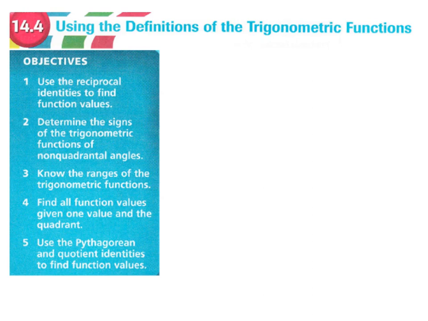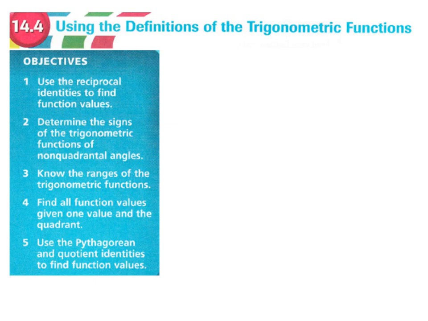In 14.4, we're going to get further into definitions of trig functions. We will look at using the reciprocal identities to find function values, which, if you watched my video for 14.3, I talked a bit about already. We'll look at determining signs for trig functions of non-quadrantal angles, so being able to tell if a trig function is in the first, second, third, or fourth quadrant, what the sign would be, whether it's positive or negative.